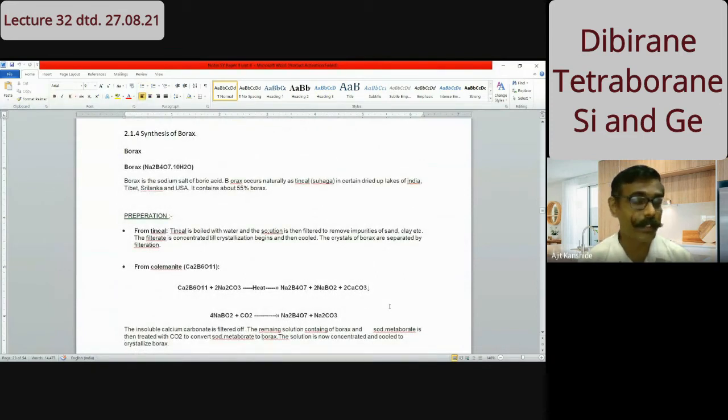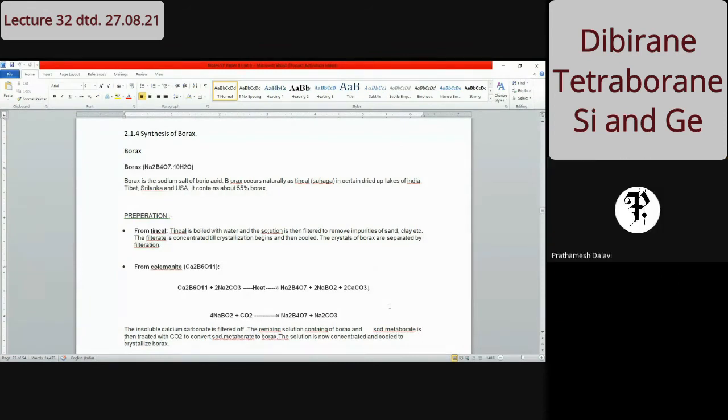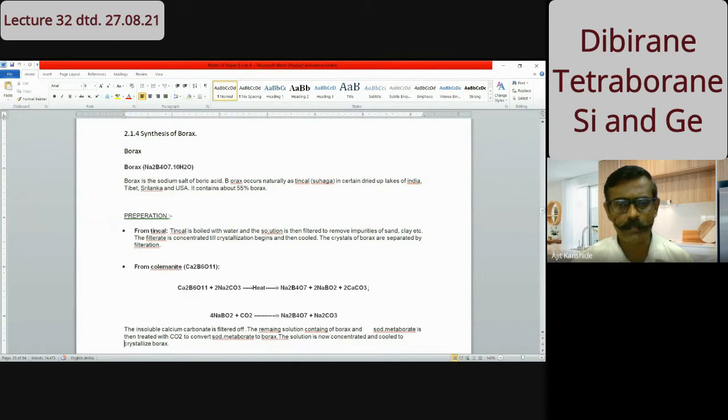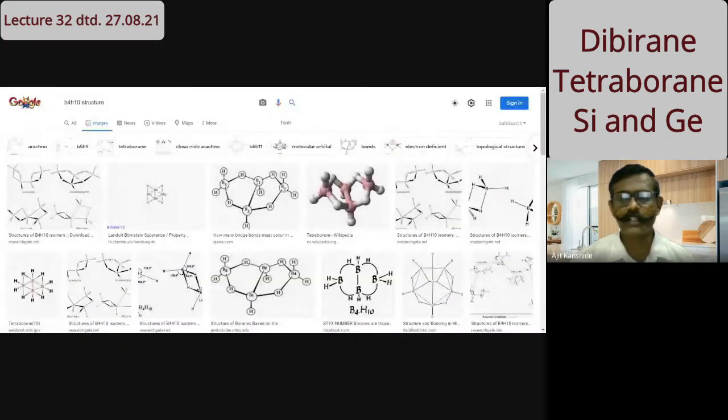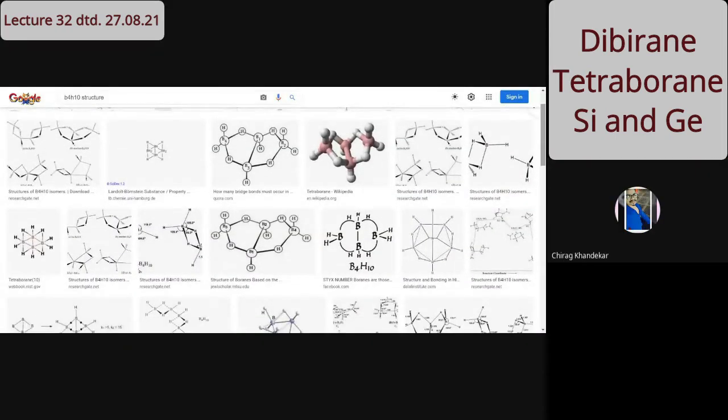Before that, is the structure of B2H6 clear to you? If you want another kind of imagination, then I will show that also. If this structure is clear, well and good, I move to the next point. Do you want to see the other format of the structure? Okay, just wait. Let me take the help of Google. Okay, I share this screen now. Could you see the various structures? Yes, sir. Different ways are there.